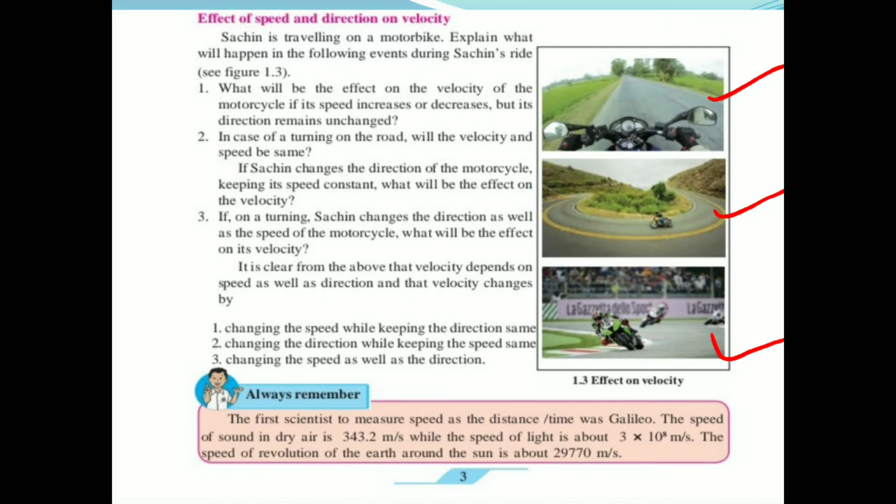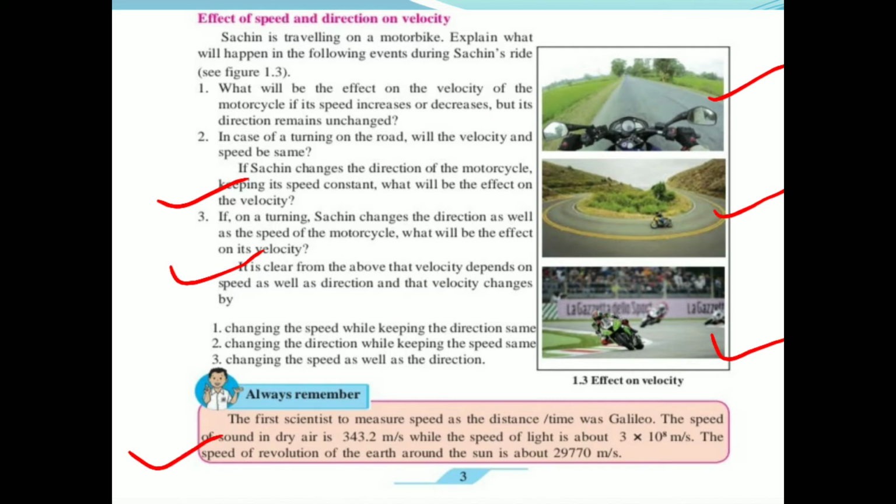In the second condition, if Sachin changes the direction of the motorcycle keeping its speed constant, what will be the effect on the velocity? If speed is constant but the direction changes, then the direction of the velocity also changes, and we know that in certain conditions it may cause an accident. In the third situation, speed and direction both are changing. So velocity also changes as per the changes in the speed and the changes in the direction.